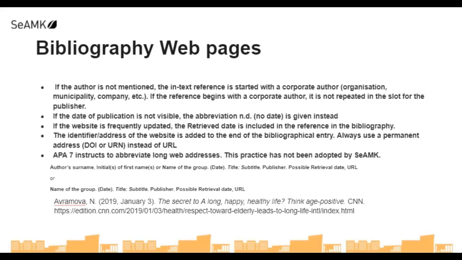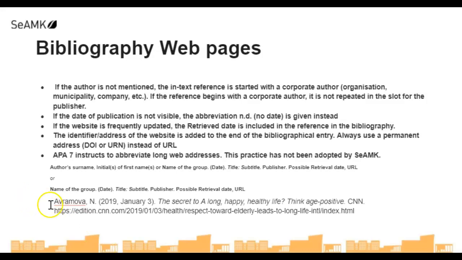So you kind of show when you have found the information on that website. And if there is one, always use the permanent address, DOI or URN, instead of the URL. And even though the general APA 7 instructs you to abbreviate long web addresses, we are not doing that. We will put the typical web address that you get.